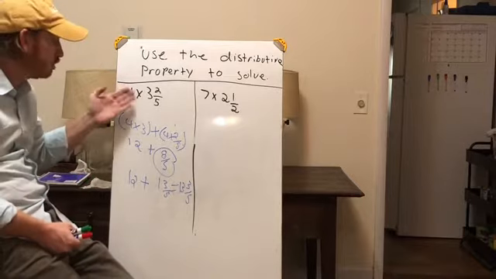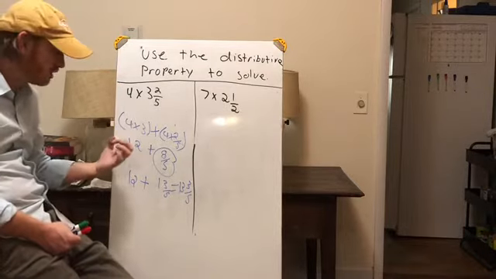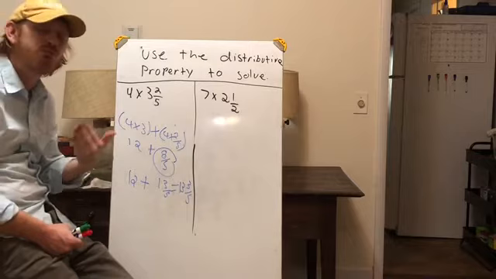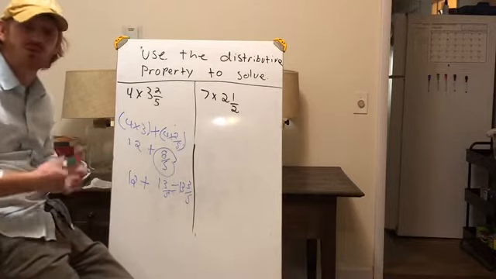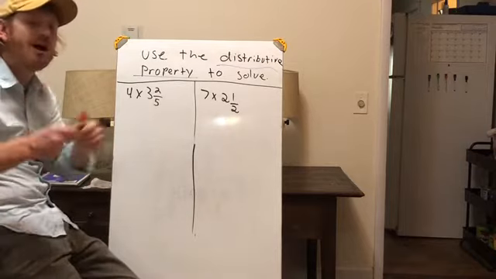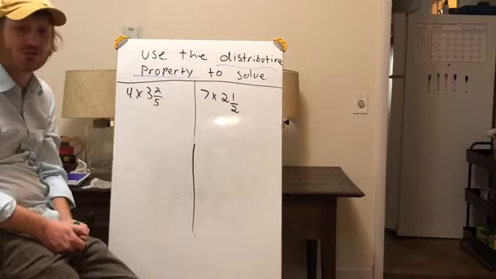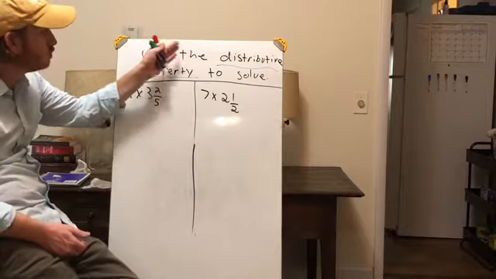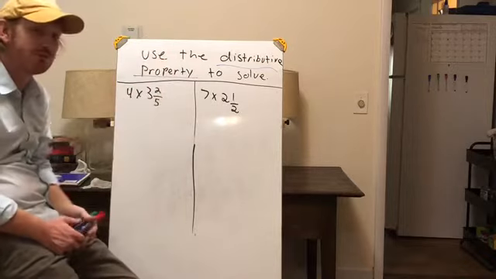What started as a pretty hard problem was slowly broken down into different, more manageable equations that I knew I could solve. Now let's try one more. Now we're going to move on to our 2 application problems. We're going to use the distributive property to solve.